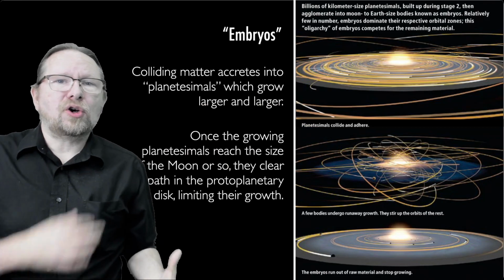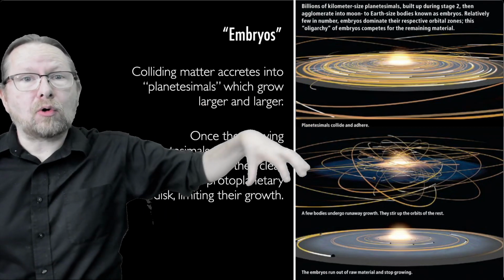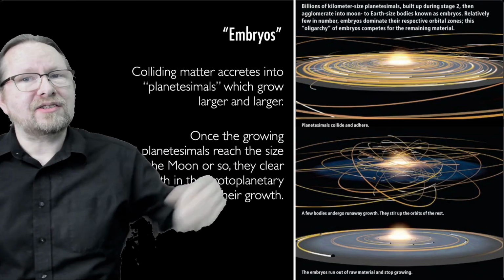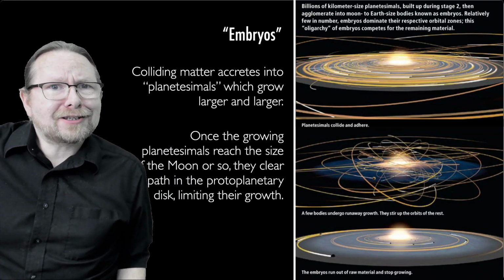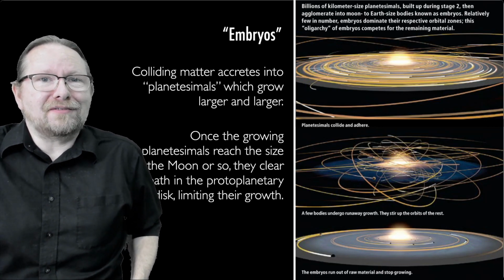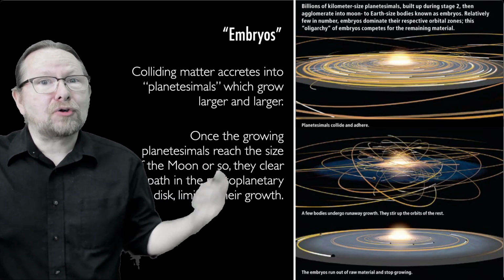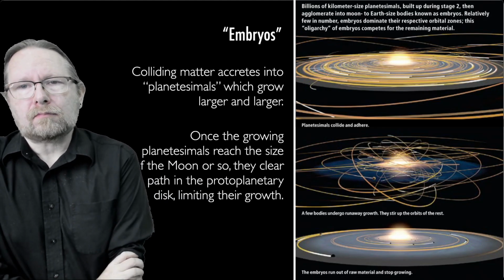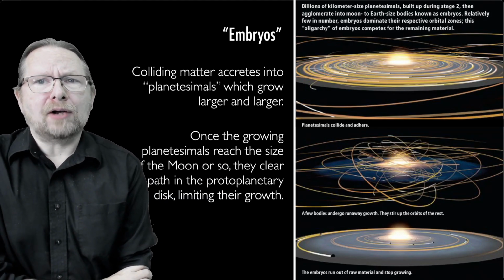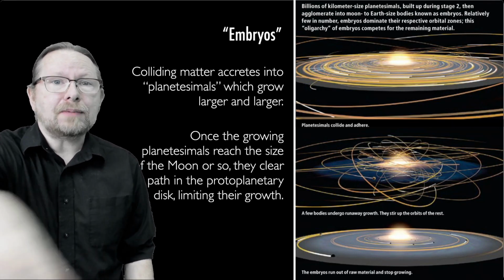Computer simulations show that this happens when objects are about the size of the moon. When they're about the size of our moon, they've swept their orbit clean and they stop growing. Well, that's a problem for our computer models because Earth is bigger than the moon and Mars and Venus are bigger than the moon. So there has to be something that makes them keep growing bigger than that. So it's a little bit of a puzzle. How do planetesimals keep growing once they sweep their orbit clean?